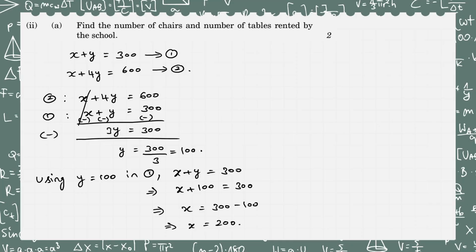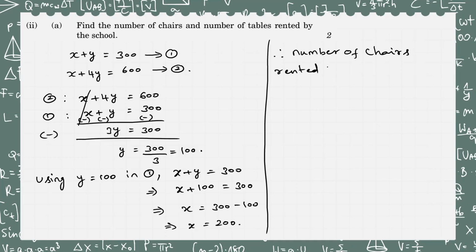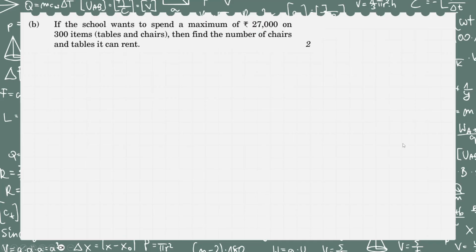So always we have to give a statement conclusion, right? Here, therefore, the number of chairs rented by the school is 200, and the number of tables rented by the school is 100. Let us move on to the next part. Part B of the same sum.